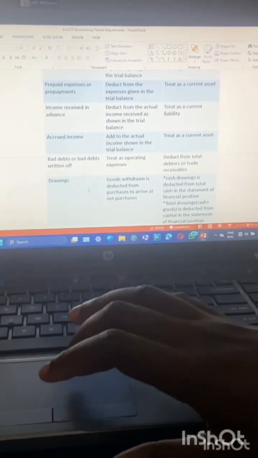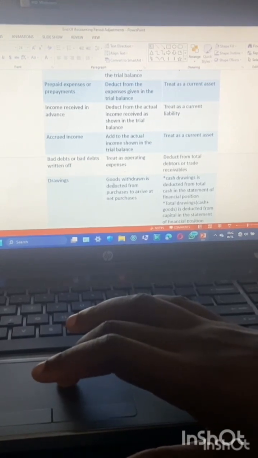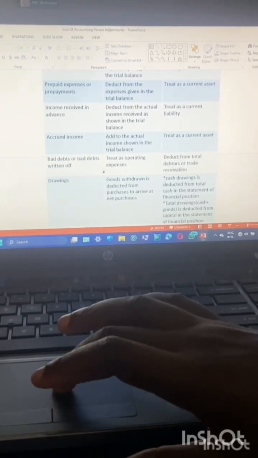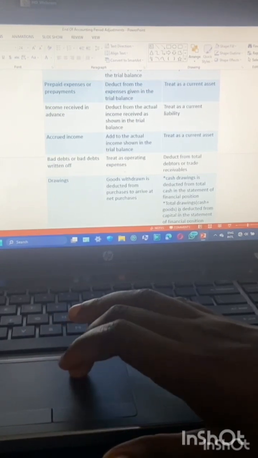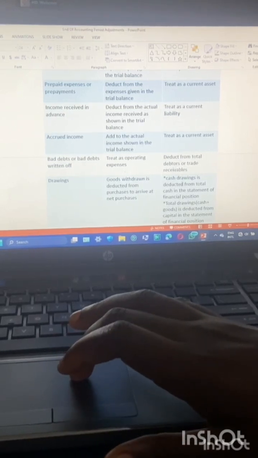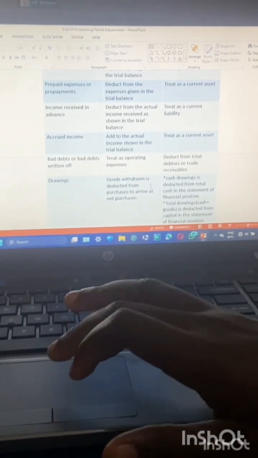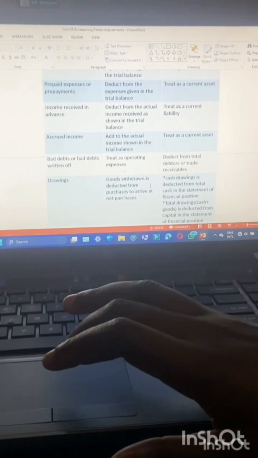In this case, drawing appeared in additional information, then we begin to check if it is a cash drawing or a goods drawing. Okay, if it is goods drawing, then it will appear both in comprehensive as well as financial position. But if it is a cash drawing, it will only appear here. We reduce from cash and then we reduce from capital, all right. So with this, we've come to the end of adjustments. Like I said, in our next video, we're going to be looking at provisions.